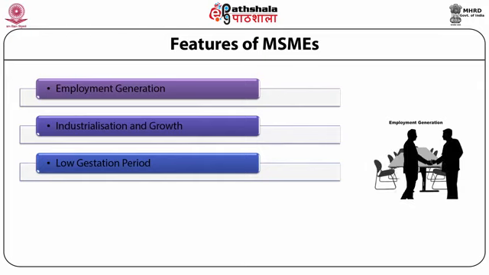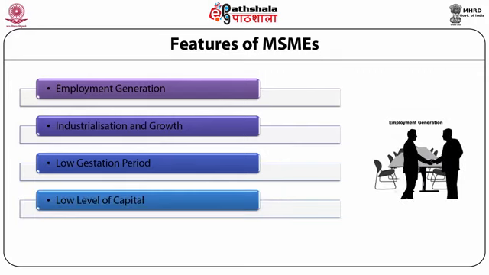The period is low basically due to easy availability of capital and labor. Moreover, government assistance, facilities and incentives help in keeping the length of the period low. Due to low gestation period, the project involves low degree of risk. Another important feature is low level of capital.